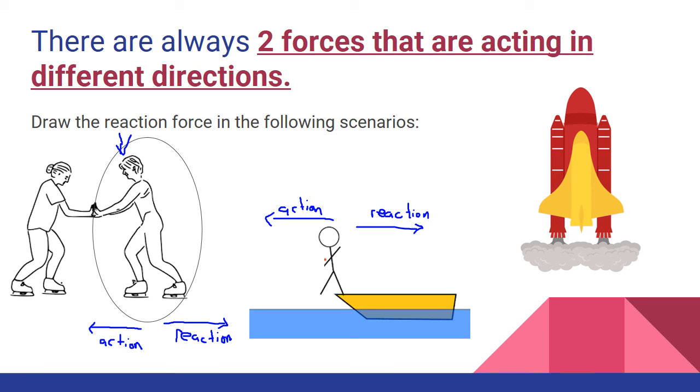Finally, we have this space shuttle blasting off. The action here is that the engines ignite and provide thrust downwards. As the rockets ignite, they push the rest of the spacecraft up. And so the action here is that we have the rocket launch, and the reaction is that the space shuttle blasts up into space.